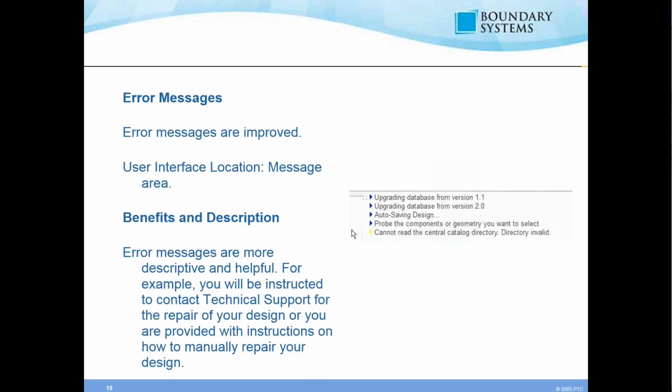Okay, so error messages also have been updated. Basically, the error messages are improved. The message is going to be down in the message area, down in the lower part of the interface. Error messages are more descriptive and helpful than they were before. So for example, you'll be instructed to contact technical support for the repair of your design, or you're provided with instructions on how to manually repair your design. There's a small depiction of the message window there.